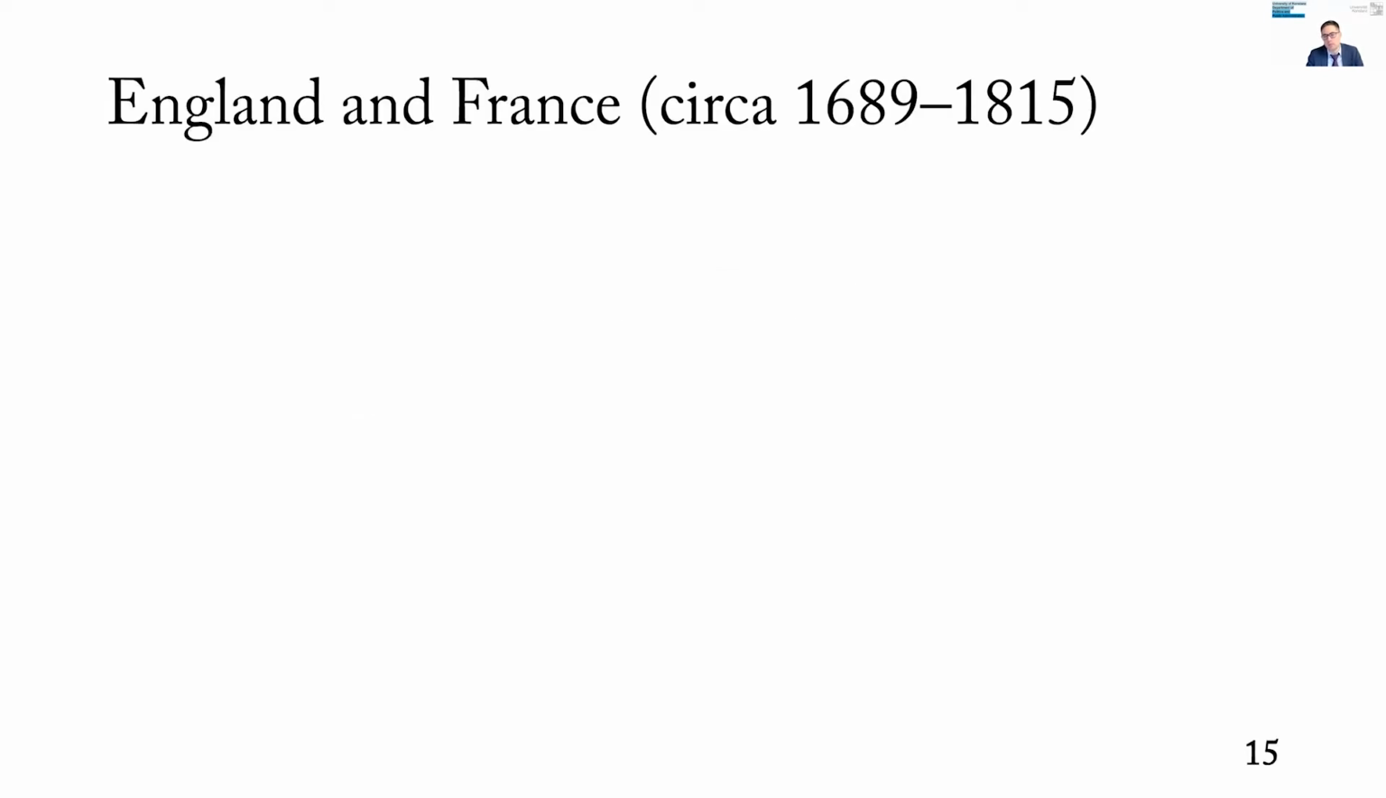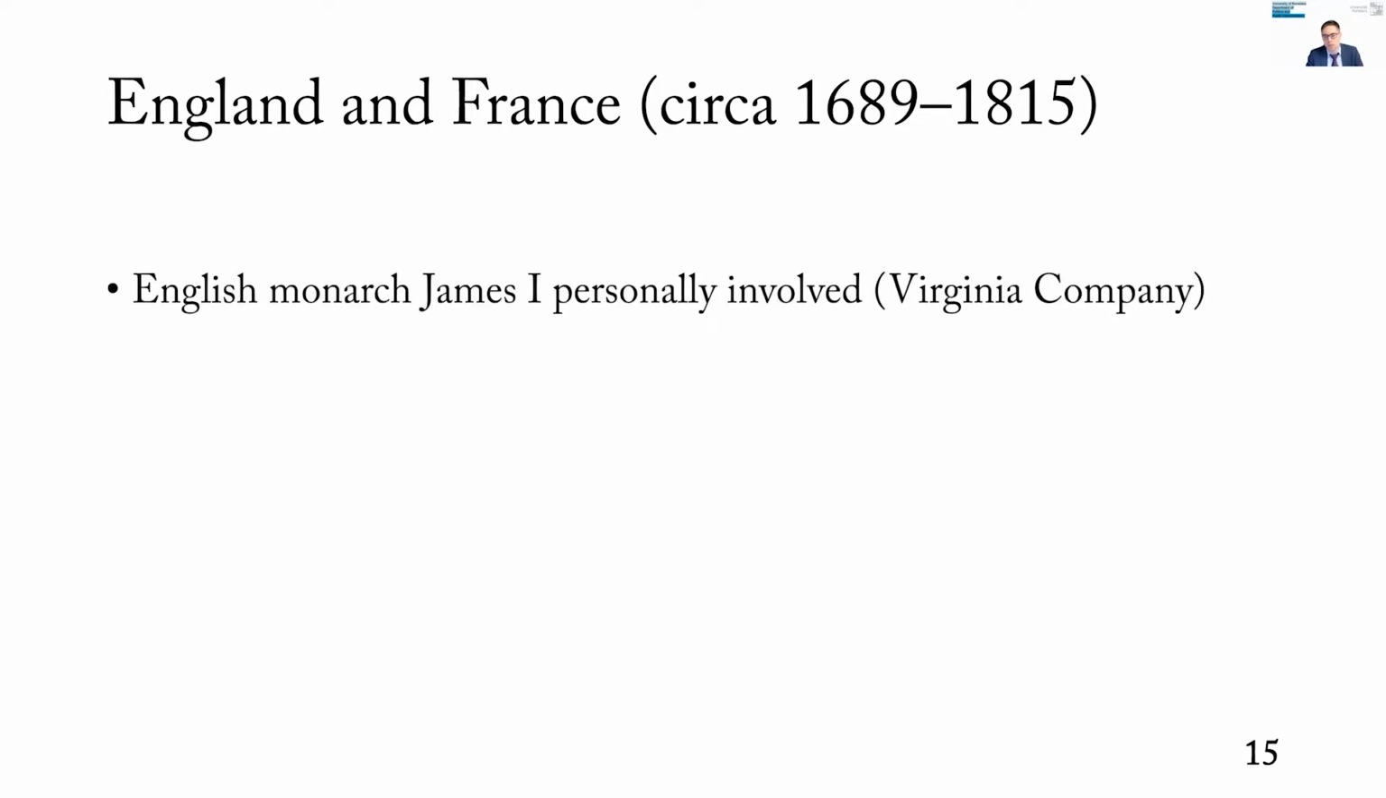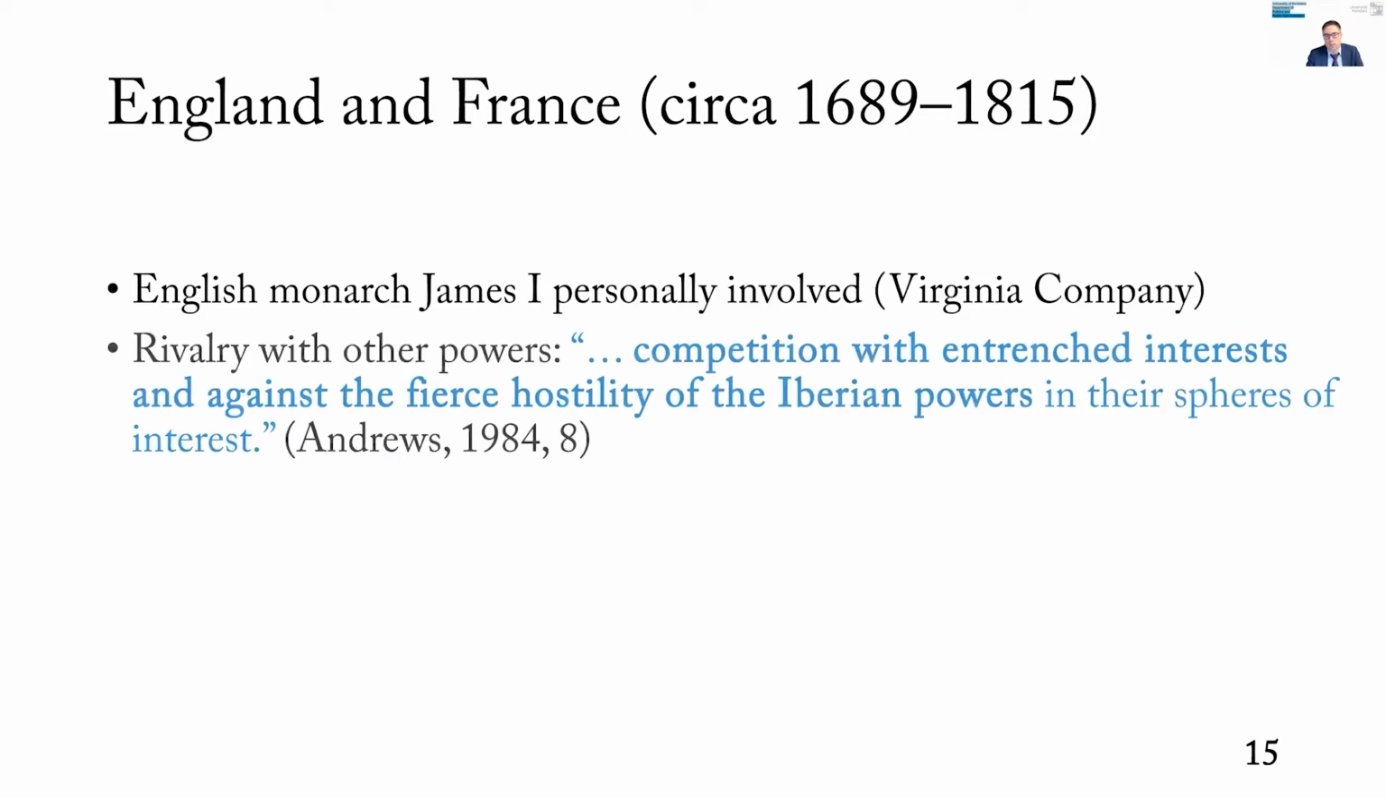And let me start with the first mechanism, where I also go back a little bit more in time. And here already English monarch James I was personally involved in his country's colonial enterprise in the form of the Virginia Company, very important historical development. And also the rivalry with other powers, according to the judgment of historians, was essential here to the first phases of colonialism. Here, for example, Andrews states that competition with entrenched interests and against the fierce hostility of the Iberian powers in their spheres of interest took place.